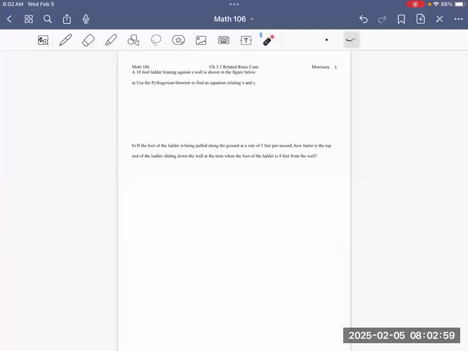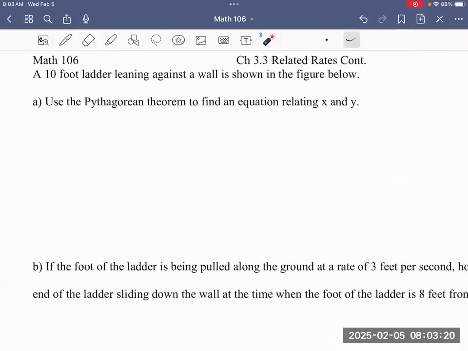Welcome to Math 106, Chapter 3.3, Related Rates Continued. So this is an optional video, but it does kind of help you with your homework. If an equation isn't specifically given, but perhaps more of a word problem, kind of mapping it out in our mind. So we'll go over two that are going to be seen on your homework.